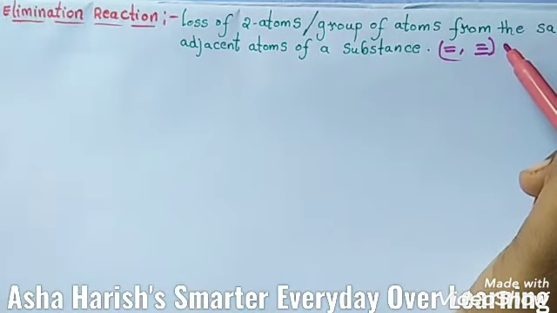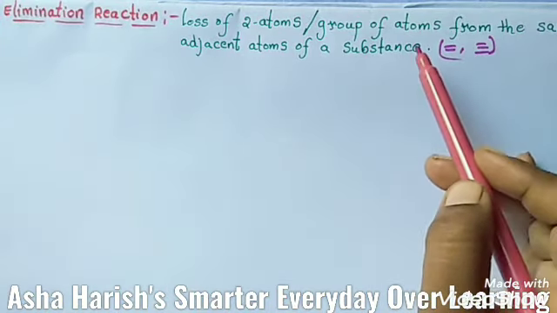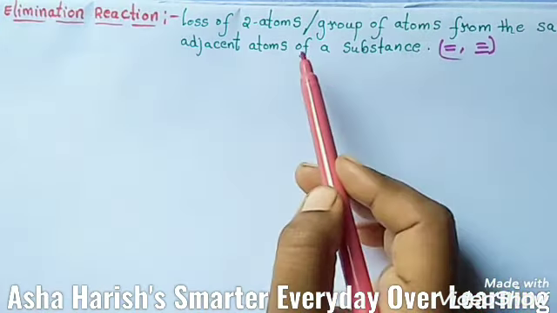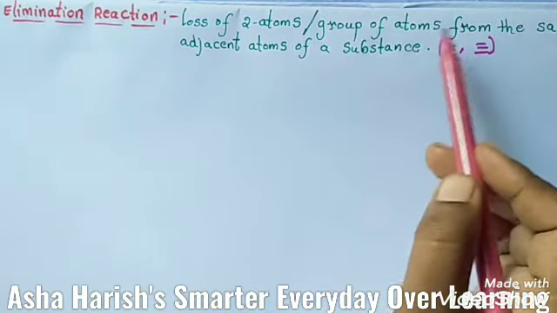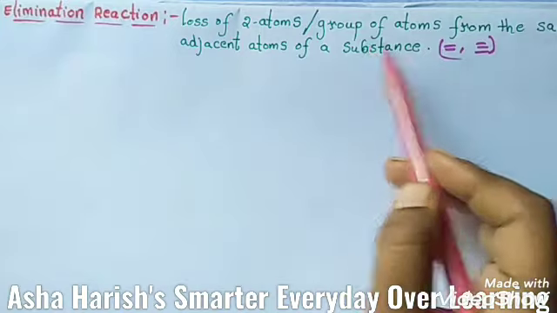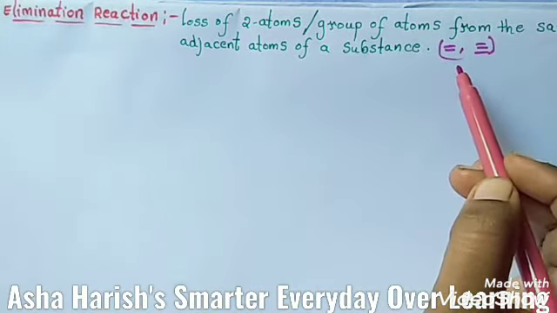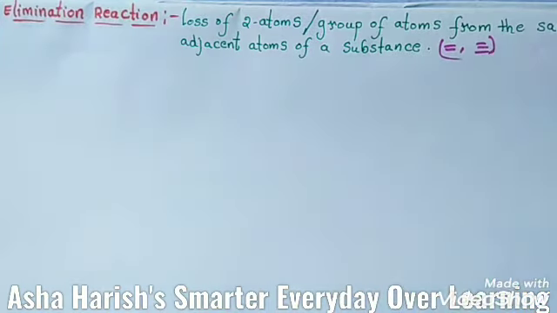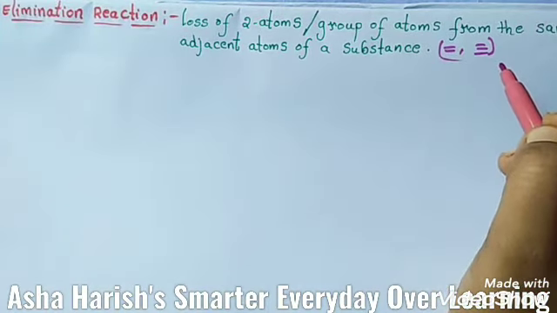Okay students, let's see now clearly. An elimination reaction is one that involves the loss of two atoms or groups of atoms from the same or adjacent atoms of a substance, leading to the formation of a multiple bond. Depending upon the relative positions of the atoms or groups of atoms eliminated, these reactions can be classified.